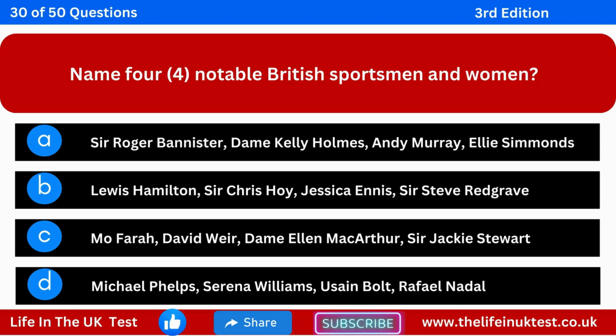Name 4 notable British sportsmen and women. Option A, Sir Roger Bannister, Dame Kelly Holmes, Andy Murray, Ellie Simmonds. Option B, Lewis Hamilton, Sir Chris Hoy, Jessica Ennis, Sir Steve Redgrave. Option C, Mo Farah, David Weir, Dame Ellen MacArthur, Sir Jackie Stewart. Option D, Michael Phelps, Serena Williams, Usain Bolt, Rafael Nadal.